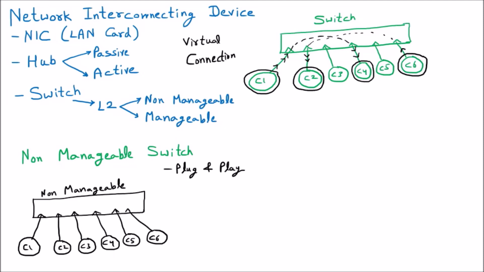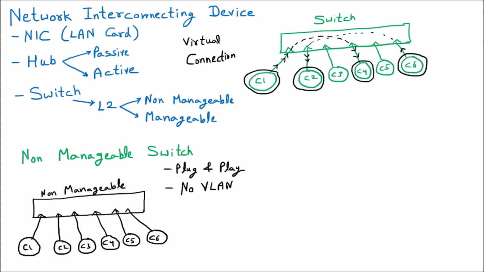The LAN is created. So plug and play means there is nothing you have to do. Now there is one more thing about the non-manageable switch: there is no VLAN. VLAN means the virtual LAN. No virtual LAN is there.